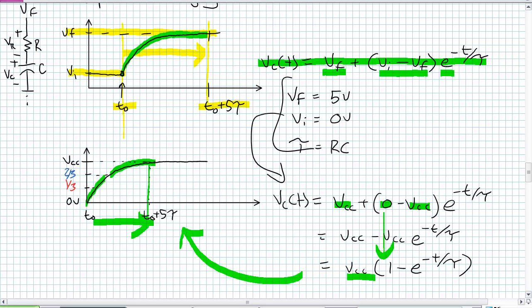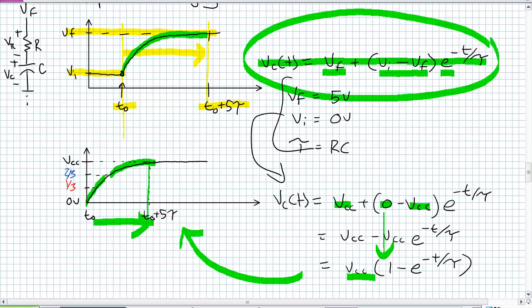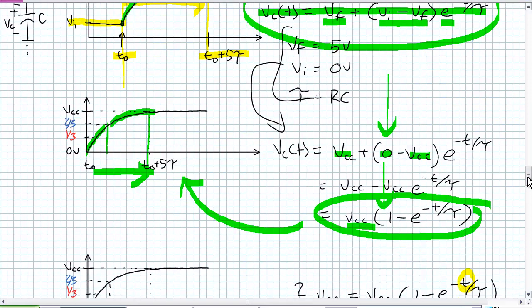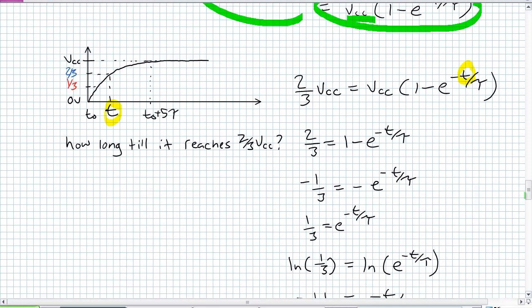So I know I've given you the formula. I took our general formula right here, applied it to our specific circumstances, and we came up with this formula right there, which is, yeah, that's nice. But what I want to know is this question, and you'll see why 2/3 is pretty important. How long does it take from T0 to charge up to 2/3 VCC? Well, let's answer it. Just put in those numbers.